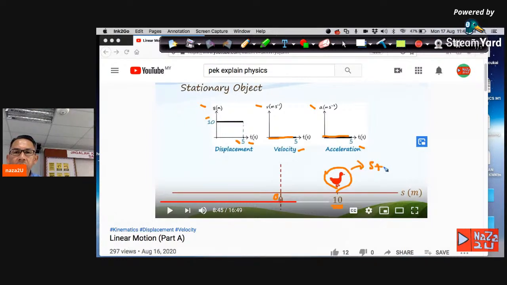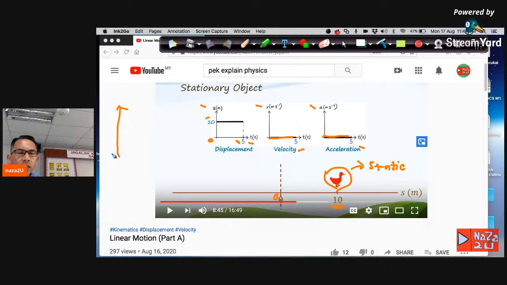But this is static. Static. The object is not moving, it stops. From 0 second to 5 second, the object stays at 10 meters from the origin. So now, this is the graph, how you plot graph S versus T.